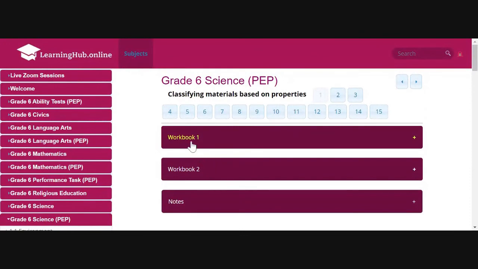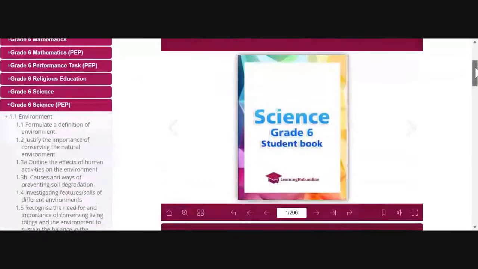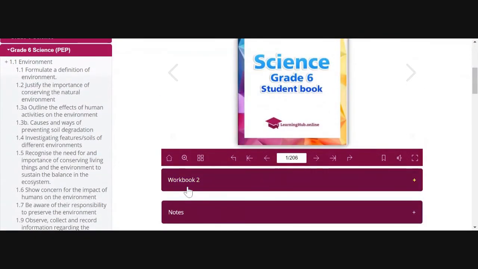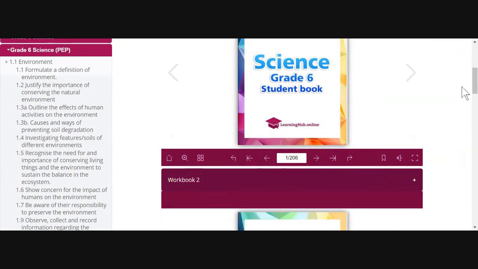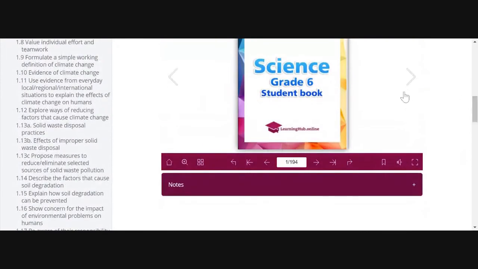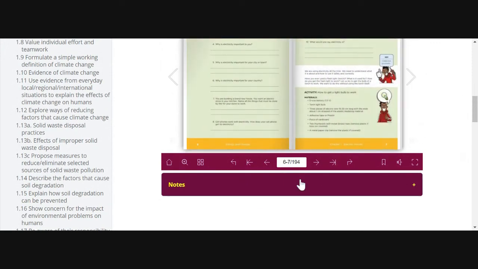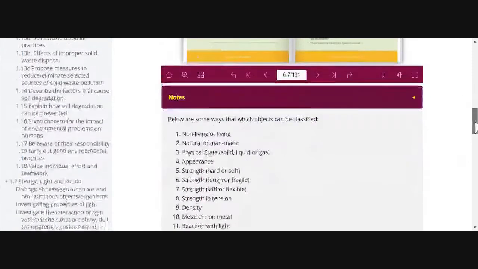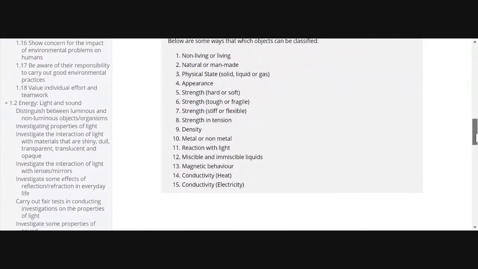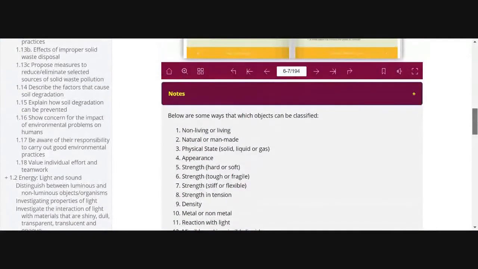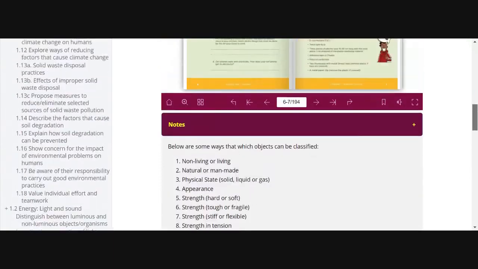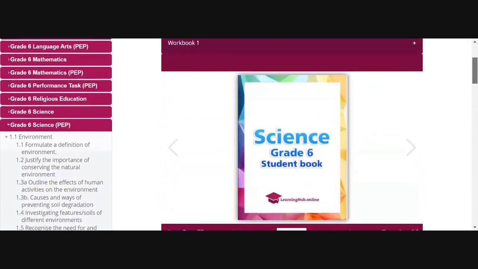Organized very nicely. We have workbooks. This is a science workbook with 206 pages. So you can find your contents in these books. Okay. And then sometimes we may have topic-specific notes. All right, that's that.